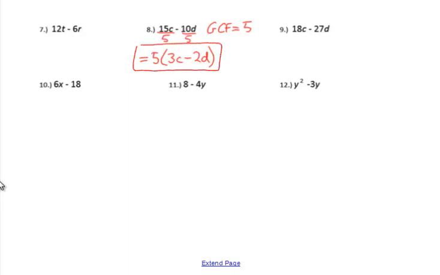And again, we could check that by multiplying it back through. All right, and then the last one I want to do is number 12. Now in number 12, what do we have? Well, in both of these we've got the y. So you take the lowest exponent, which is y to the first. So this is going to equal y, and then you divide both of those by y. So in parentheses it will be y minus 3. Okay, so there's your GCF for that one.